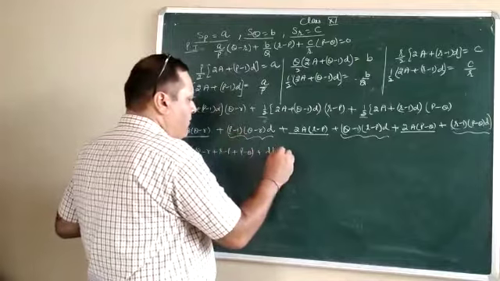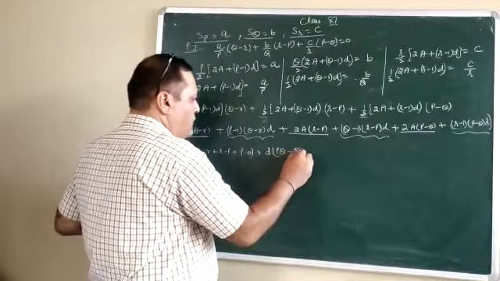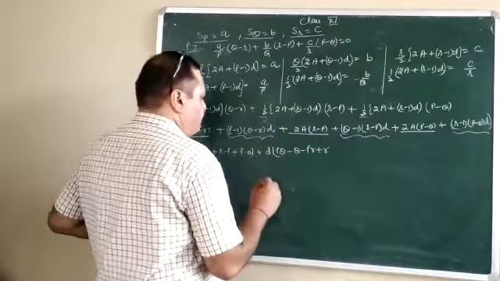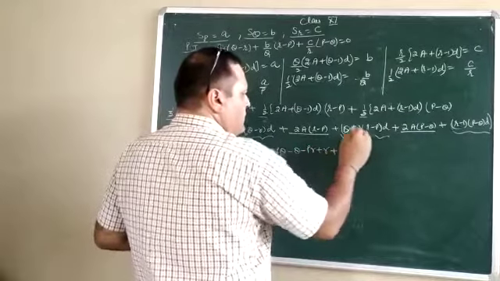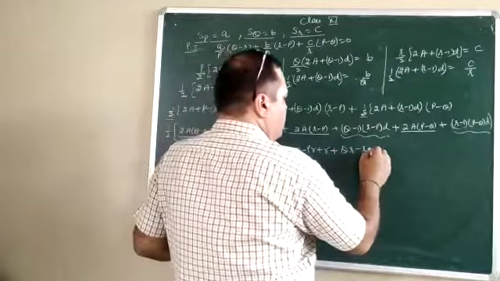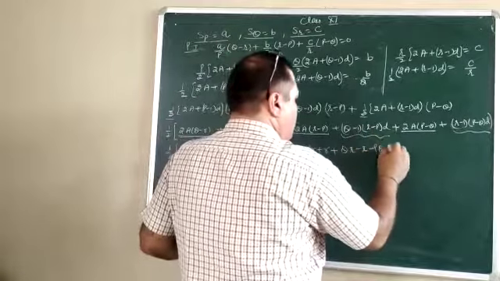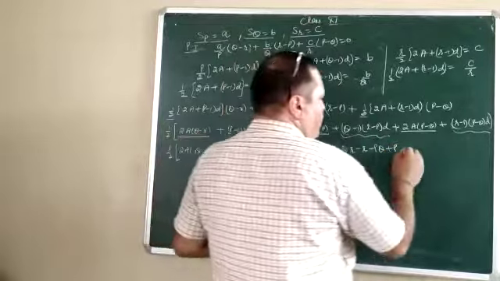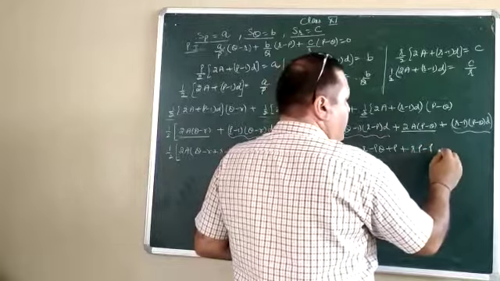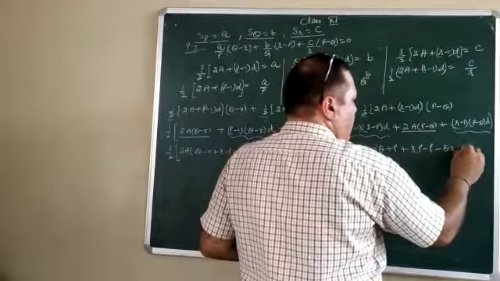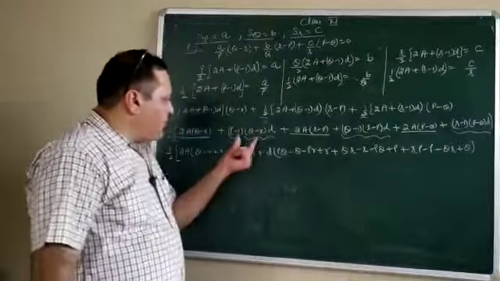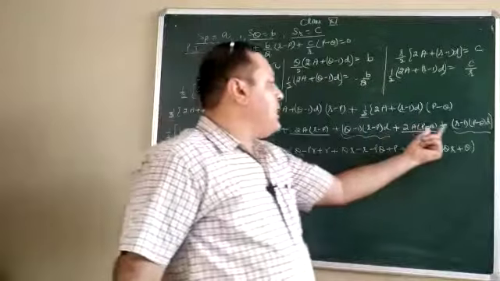So it becomes pq minus q minus pr plus r plus qr minus r minus pq plus p plus rp minus p minus qr plus q. This is the simple multiplication of these two terms, and these two.